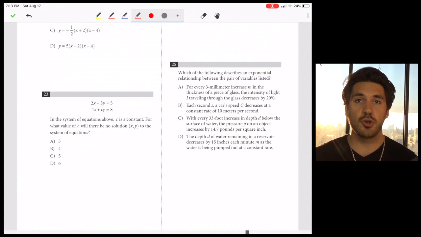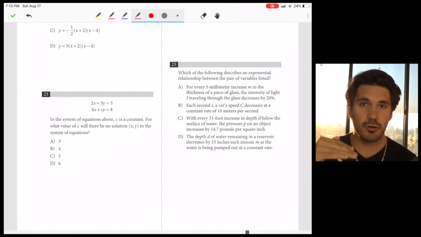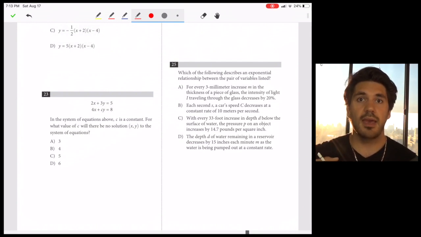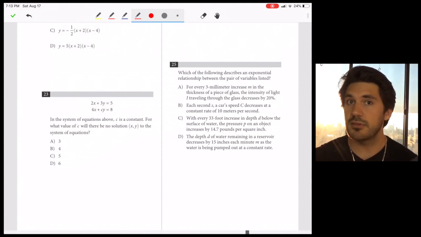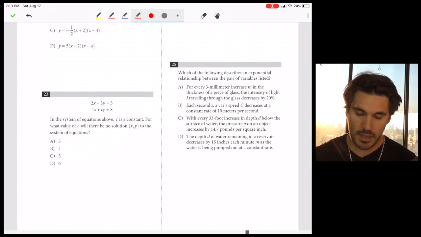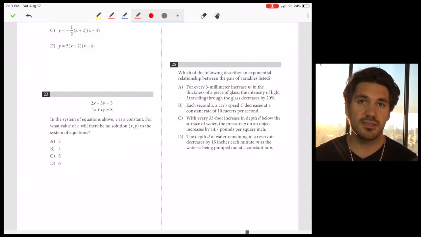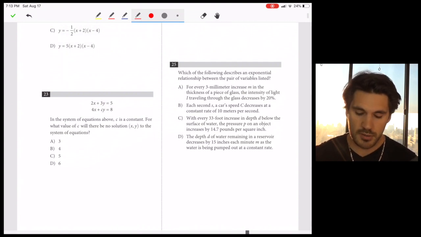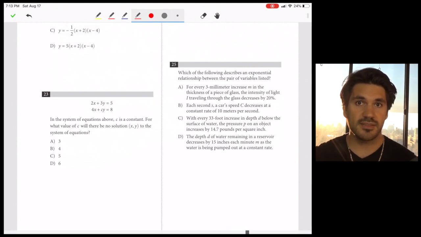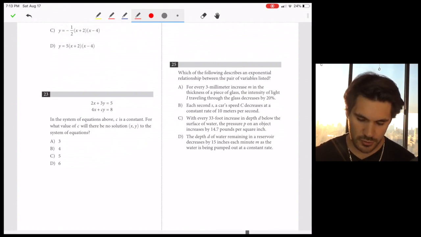If they're saying there's no solution, it means that the slopes are the same and the lines are parallel. Because by definition, parallel lines can never cross, they can never intersect. And if they can never intersect, that means there's no solution to the two equations. So if these lines are parallel, that means they have the same slope. So we need to get the slope of the first equation and then the slope of the second equation and then set them equal to each other.